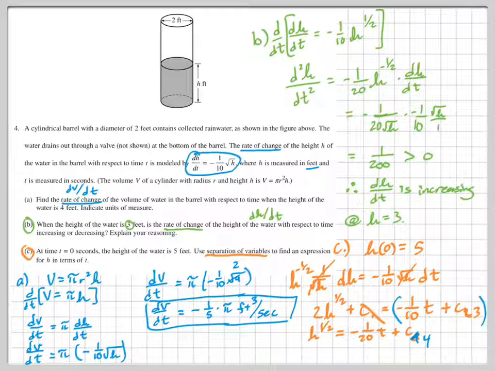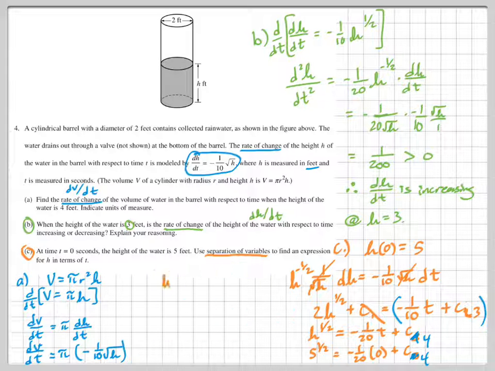All right, so now let's plug in our initial condition. I plug the 5 into the h, and then I plug 0 into the t, and I find out what c sub 4 is. Okay, now I know what c sub 4 is. I just need to go back to this line right here, plug in the square root of 5, because that's what 5 to the 1/2 power is, and then finish getting h alone.